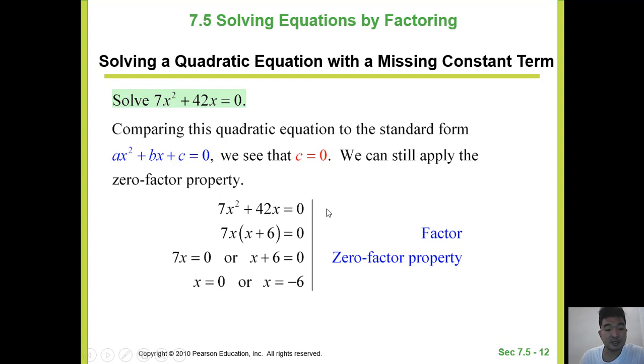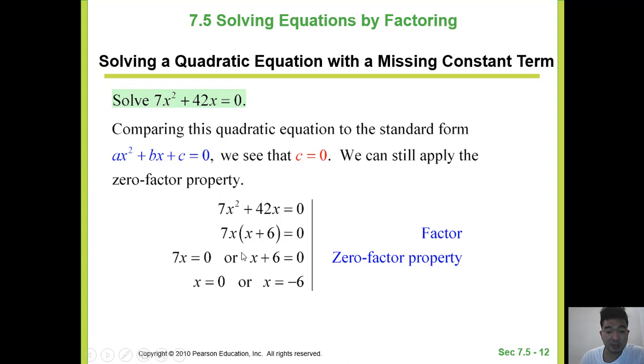This is the first step. It's already in the standard form, and the second step is to factor by looking into the common factor of the two terms, and the common factor of the two terms 7x squared and 42x is 7x. So 7x times the quantity of 7x squared divided by 7x is x. 42x divided by 7x is 6. The factors are 7x and the quantity of x plus 6 equals 0.